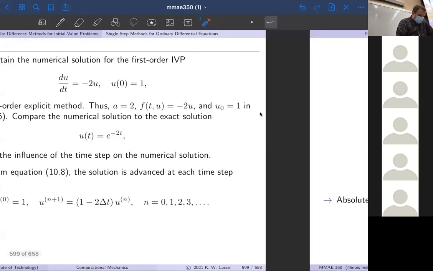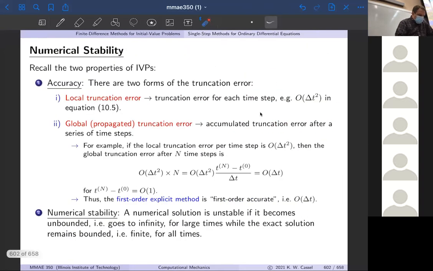However, the global or propagated truncation error is the accumulated truncation error after a series of time steps. So after I go 100 time steps or 1,000 time steps or whatever number of time steps, the error that I expect to see in my approximate solution is given by the global or propagated truncation error. Now, how does that come about?